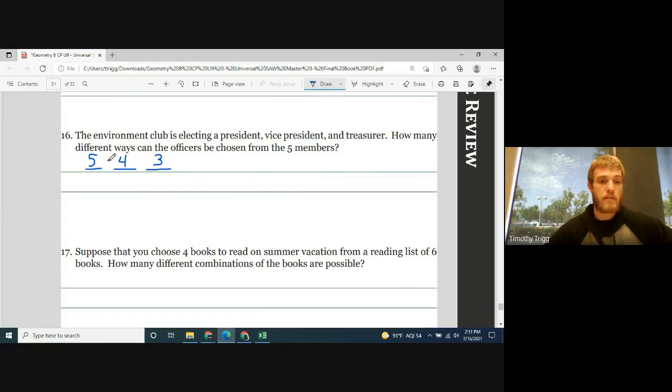All right. Based on the fundamental counting principle, you multiply those together to get the total number of ways that these positions can be filled. So 5 times 4 is 20. 20 times 3 is 60. So there's 60 different ways that we can fill these offices.